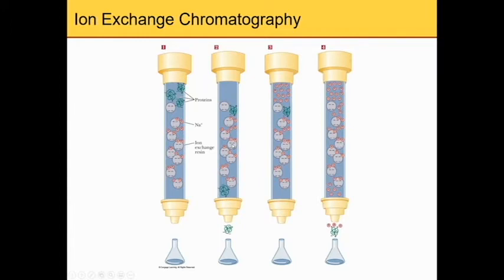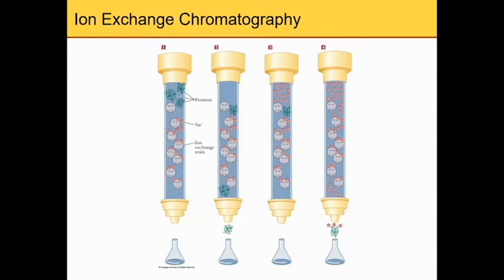So they will bind and displace the sodium ions, all right? They will displace the sodium ion. And then at step 3, an excess of sodium ion is added to the column. Then in step 4, the sodium ion outcompetes the bound protein for the binding sites of the resin. Then the protein is eluted. Okay, so this is the example of the cation exchanger.